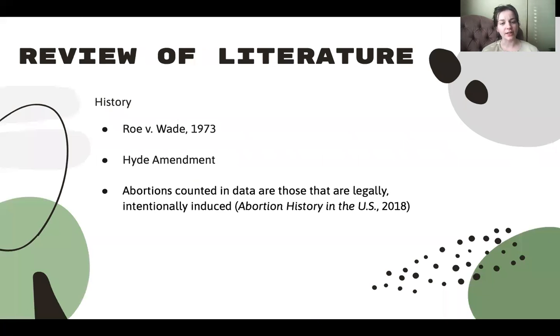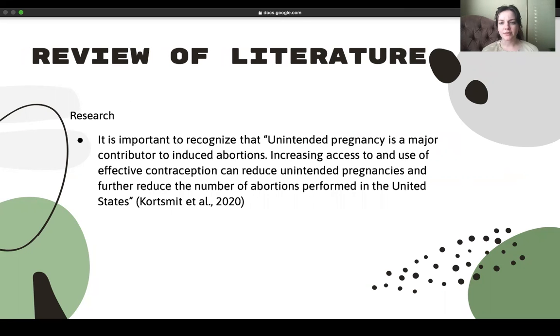So my review of literature, first I have the policies. So Roe v. Wade legalized abortion. Hyde Amendment restricted government funding of abortions, and there's decades since the 70s of legislation, but I just wanted to include the two that are the most important. And then my last point is abortions counted in data are those that are legally intentionally induced. So the abortion rates that I have in my data are not counting illegal or any other sort of abortions, so that can affect my numbers.